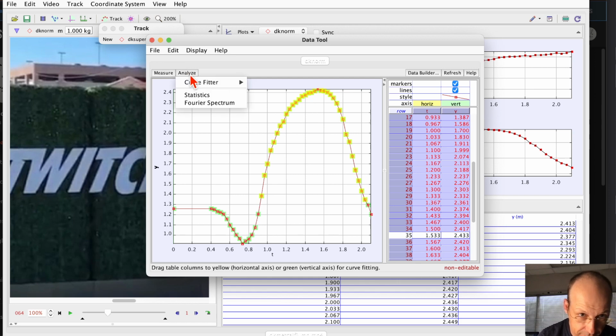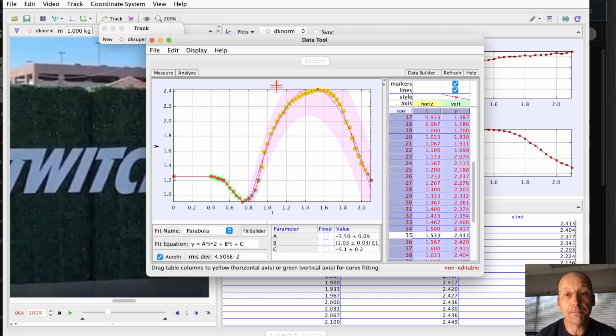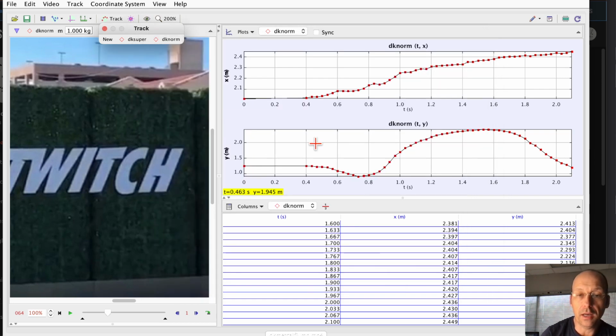So I'm going to go to analyze, curve fit, parabola. And you'll see it doesn't fit perfectly. It doesn't match very well up there, but again, that's a center mass issue. But down here, I get an A term of negative 3.5. So if I multiply that by 2, I get 7. I mean, we're looking for 9.8. Okay, let's do the same thing for the other one.